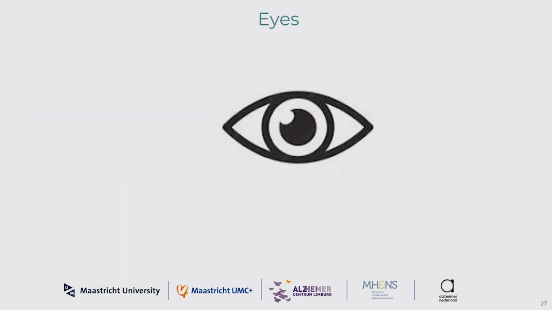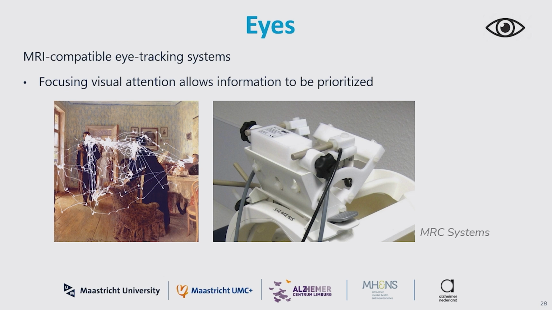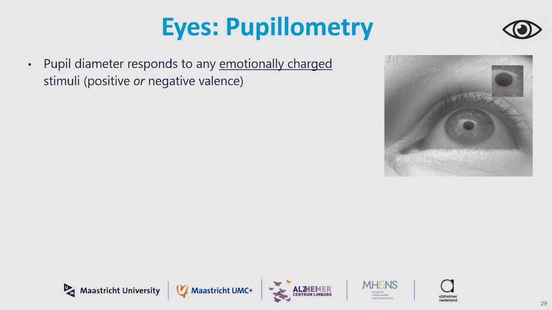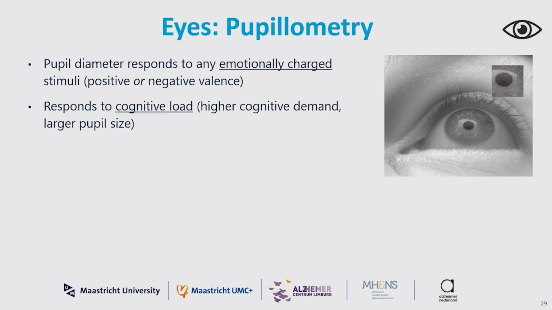So now we go to the next part, which is the eyes. There are many MRI-compatible eye tracking systems out there, and these could be used, for instance, to look at where the visual attention has been focused. This could be important if you have very complex stimuli. But next to this, you can use it to measure your pupils through pupillometry, so the dilation of your pupils. This responds to emotionally charged stimuli, both positive and negative. It also responds to a high cognitive load. So when you have a very high cognitive load, your pupil size also increases.